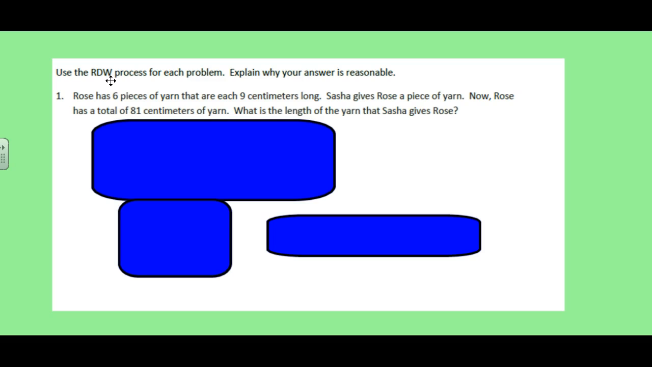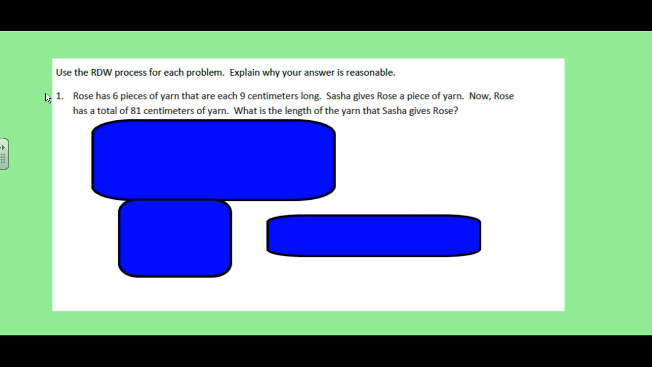Let's look at this first one together. Rose has 6 pieces of yarn that are each 9 centimeters long. Sasha gives Rose a piece of yarn. Now Rose has a total of 81 centimeters of yarn. What is the length of the yarn that Sasha gives Rose? If you need to reread that, go ahead and push pause to do that. Okay, so go ahead and ask yourself, what do we need to do first? What is our first step to this problem? Push pause if you need to think about that.